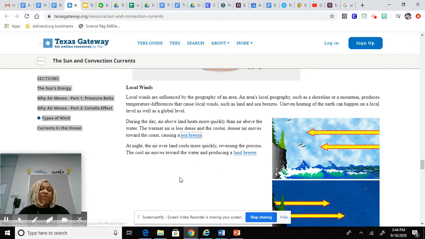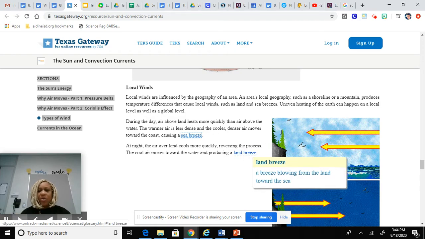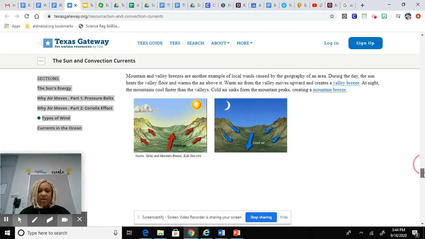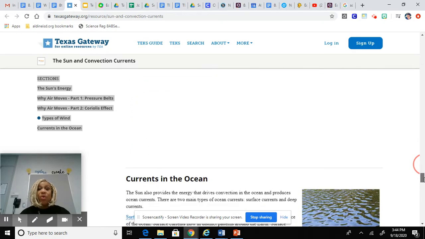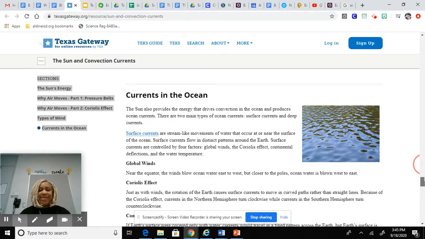Now, what if you have a land breeze? Well, it's the opposite. It's going to be a breeze blowing from the land towards the sea, and this can sometimes be warmer air, right? So it's kind of that interchange, balancing things out. It's uneven heating, right? Okay. And again, you have a lot of illustrations and examples. Please do your reading.